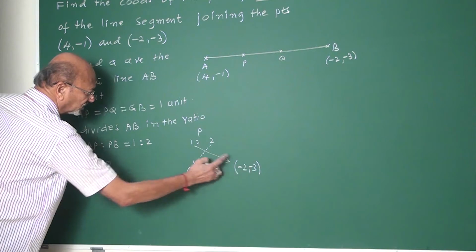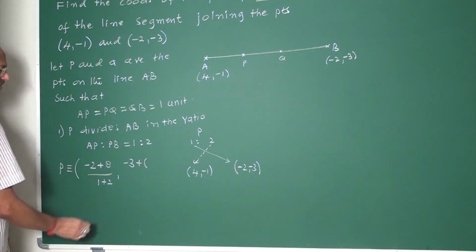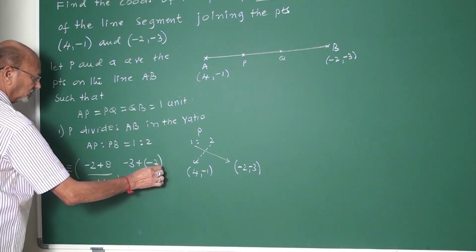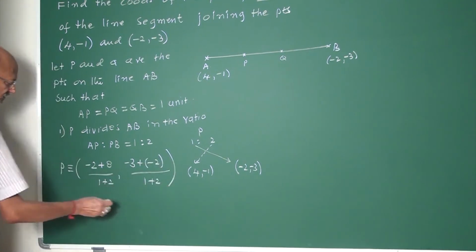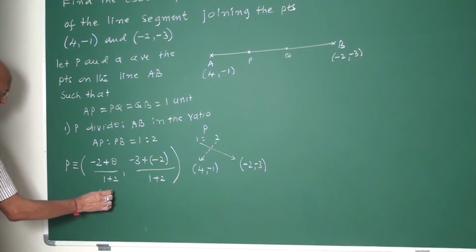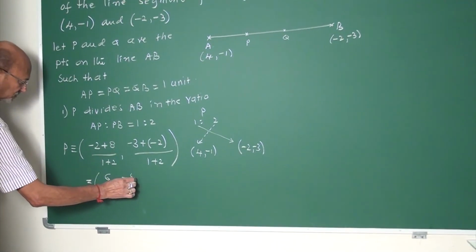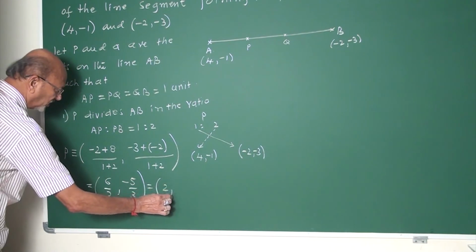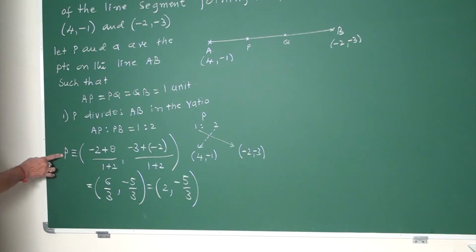For y: y2 is minus 3, so 1 into minus 3 plus 2 into minus 1. The denominator is 1 plus 2. Yes, my friend, simplify it. Minus 3 minus 2 is minus 5 upon 3. So it is 2 comma minus 5 by 3. These are the coordinates of the first point P.